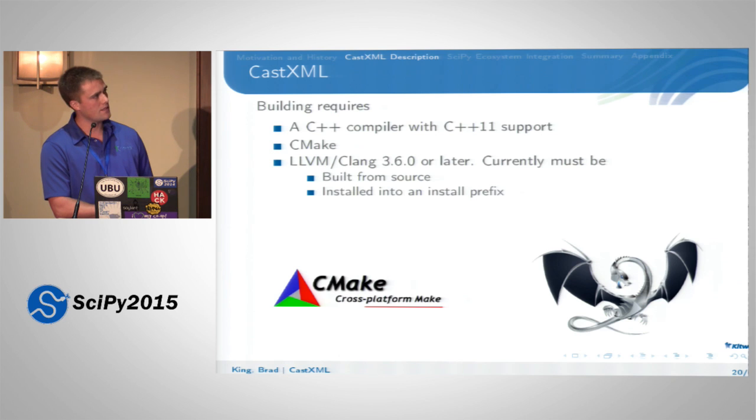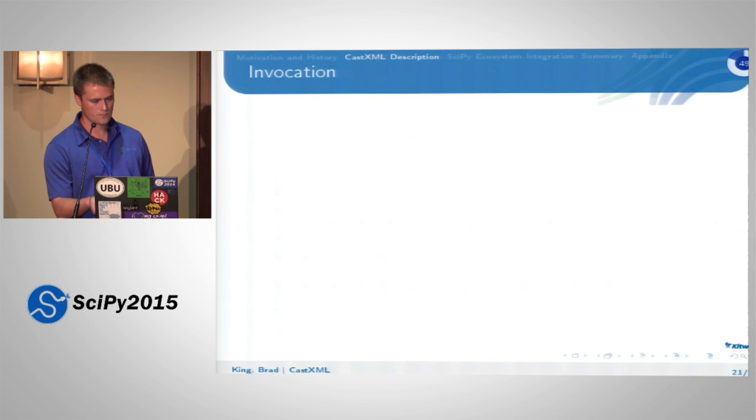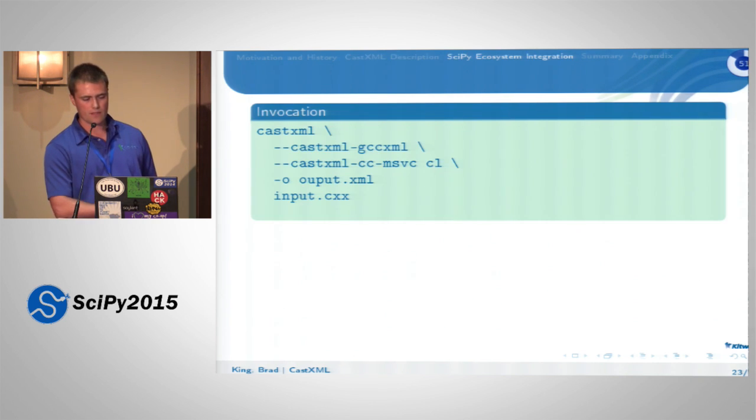It's a newer project. Right now, there are some patches getting upstream, so it will be easier to build in the future, I think, and hopefully we'll have binaries, etc. But for now, you have to build LLVM and clang from source, which is a long build, but you can get it to work, and install those into an install prefix, and then build CastXML against that. And then it's very simple to use.